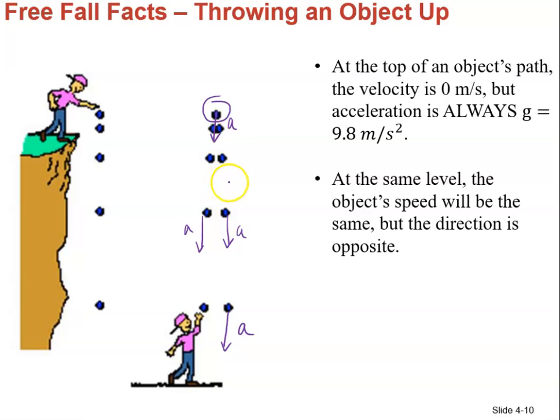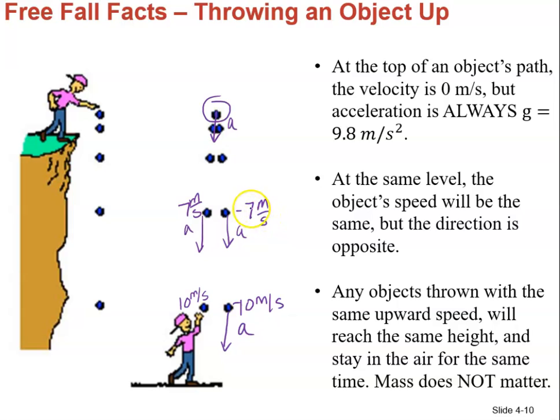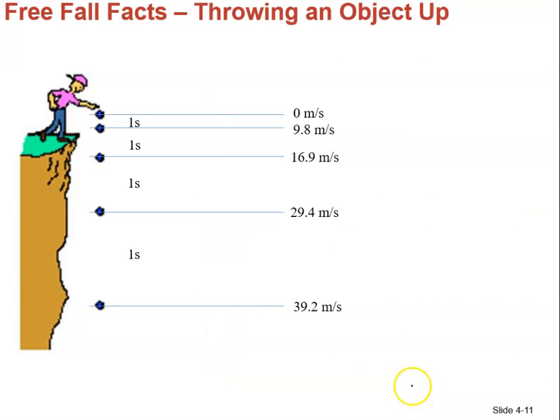And at the same level, the object's speed will be the same, but the direction is going to be opposite. So if he releases the ball at 10 meters per second at this height, when it's on its way back down at the same height, it's going to be moving at 10 meters per second, but in the negative direction. If this is 7 meters per second up, this is 7 meters per second down. And any object thrown with the same upward speed will reach the same height and stay in the air for the same amount of time. Mass does not matter.